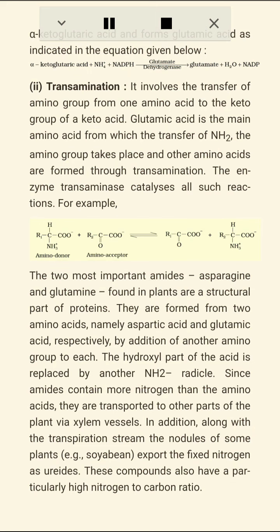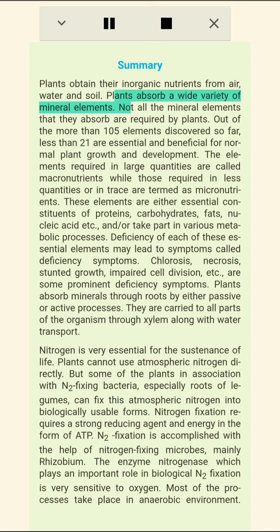Summary: plants obtain their inorganic nutrients from air, water, and soil. Plants absorb a wide variety of mineral elements. Not all the mineral elements that they absorb are required by plants. Out of the more than 105 elements discovered so far, less than 21 are essential and beneficial for normal plant growth and development. The elements required in large quantities are called macronutrients, while those required in less quantities or in trace are termed micronutrients.